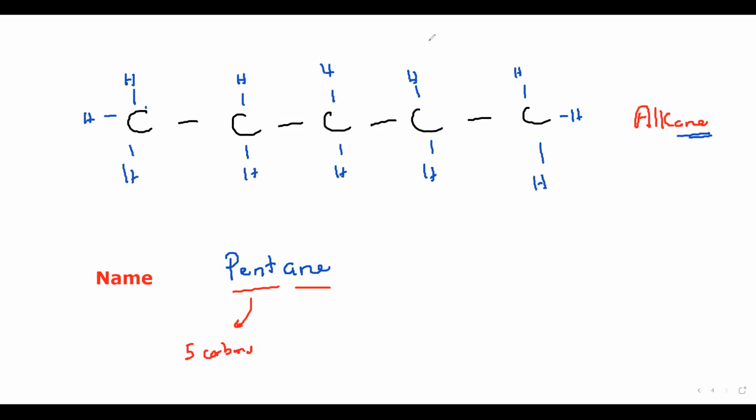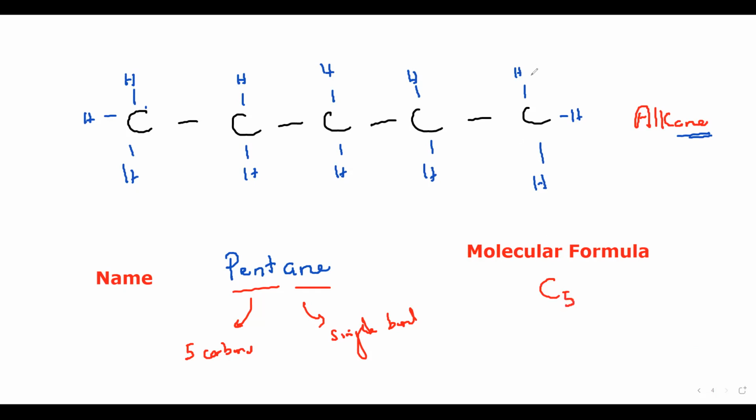So 5 carbon atoms make it pent, and because they have a single bond throughout between the carbon atoms, it is ane. Then what is the molecular formula? The molecular formula represents the actual number of atoms of each element. How many carbon atoms are there? 1, 2, 3, 4, 5. So I will say 5 carbon.